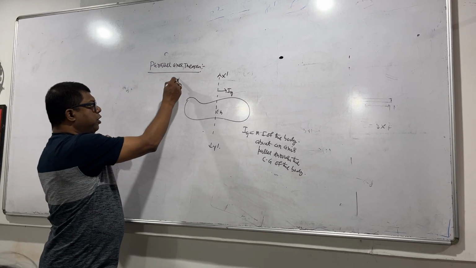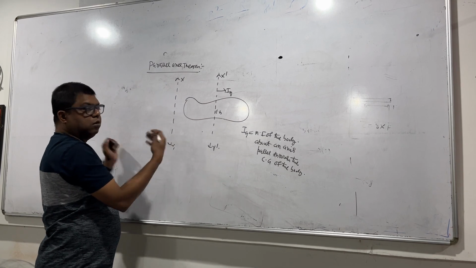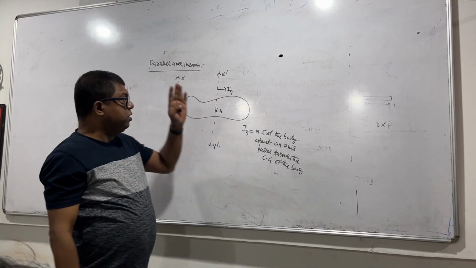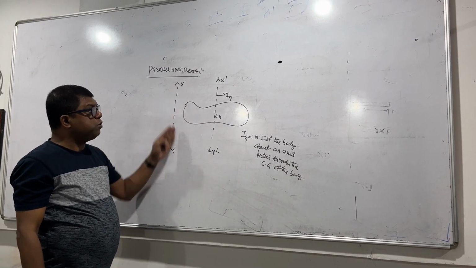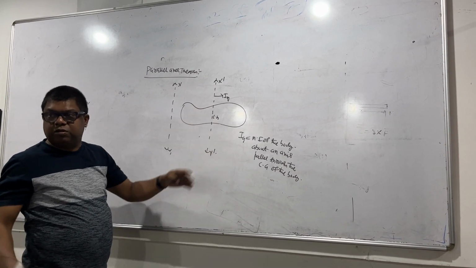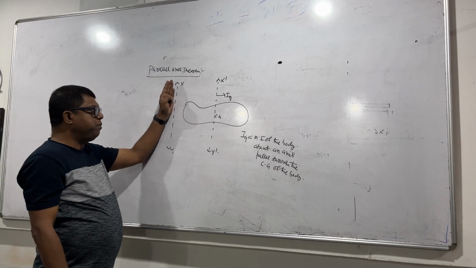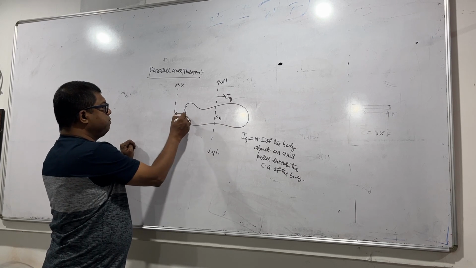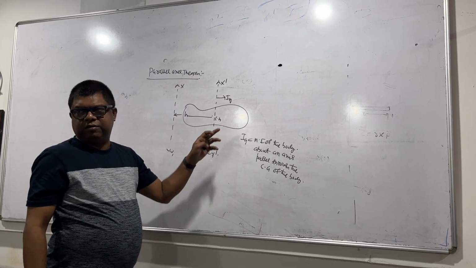This is the axis xy, which may be inside or may be outside the body. Most important point: it may be inside the body or outside at any point, but the axis must be parallel to the axis passing through the center of gravity. And the distance between the parallel axes is h. And this is our center of mass or center of gravity.